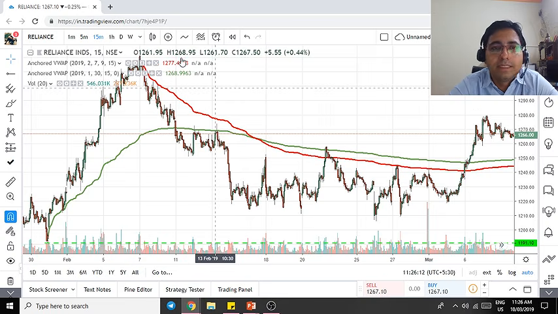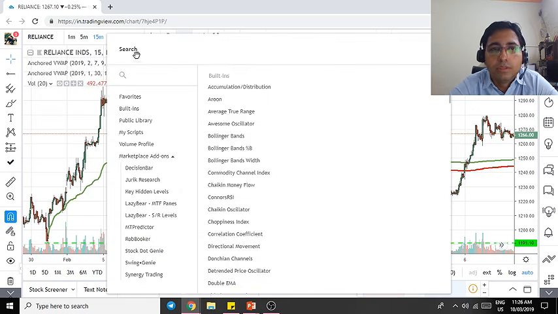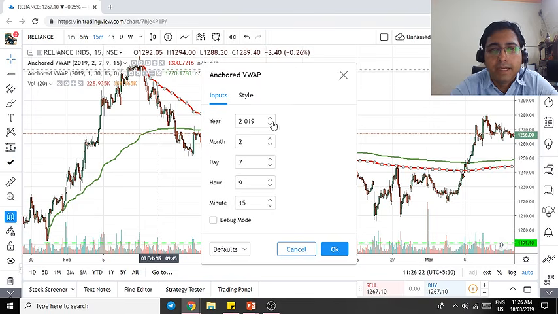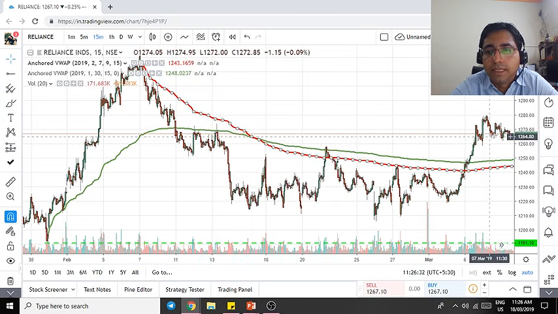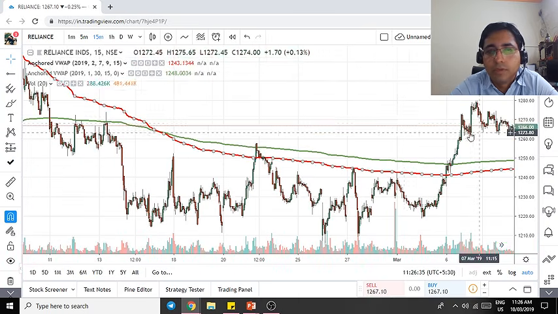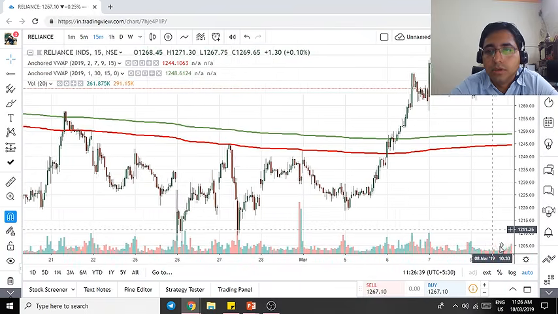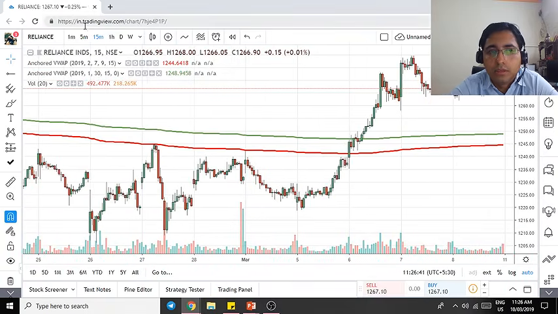So these are simple steps. Let me repeat again. Go to this indicator, go to anchored, select it. Then the second option is to edit, provide the candle location as input. For a daily chart, provide 9:15 as the hour and minute. For an intraday chart, 15-minute time frame, provide that candle location as the input. We'll be taking up more stocks as examples, proceeding forward.